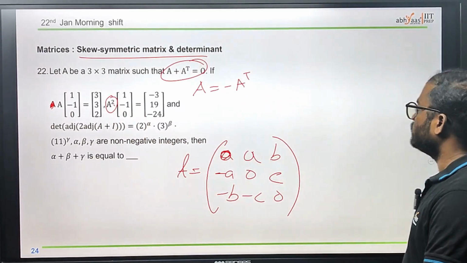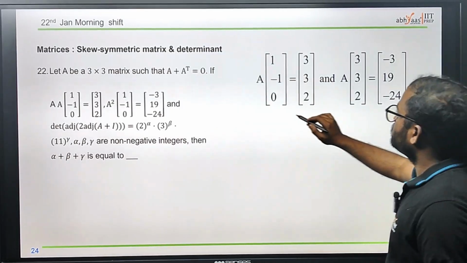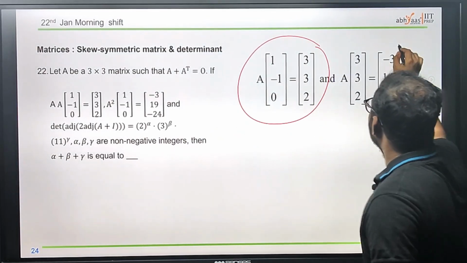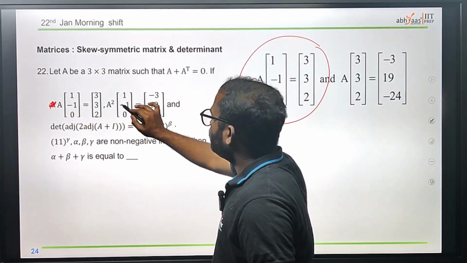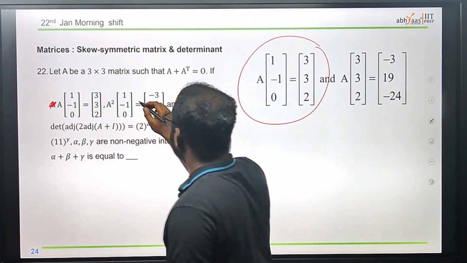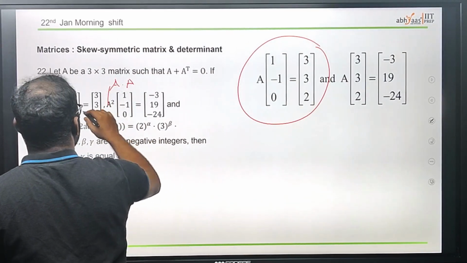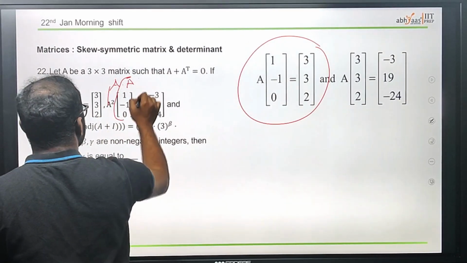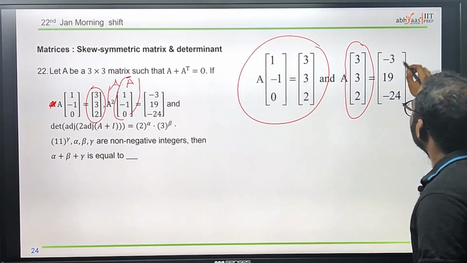By using this information only, we can solve this one. See here, by using the given information, and also just substitute this A in this one. Like A of 1 minus 1, we can write it as A into A. In place of this we will write this one. Now we got this one.